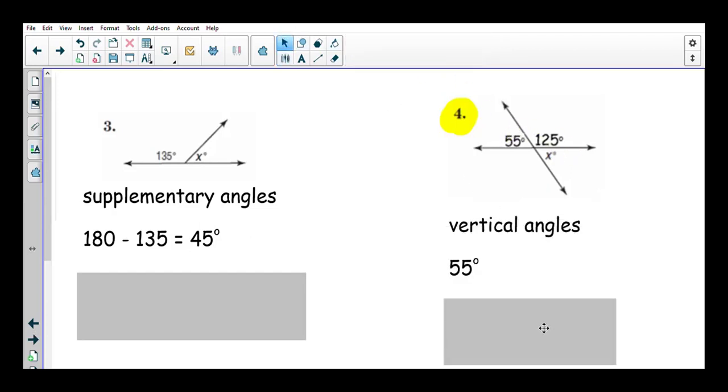The other way I could find this that I didn't do was I've got a straight line. Let me go ahead and outline it here. This is a straight line right here, and we've got the 125 and the x that have to add to 180 degrees. So you could also take 180 minus 125 to get this angle measure. But either way, it's going to be 55 degrees. The easiest way is just to recognize that this angle right here and this angle here are vertical angles and need to be congruent or equal.